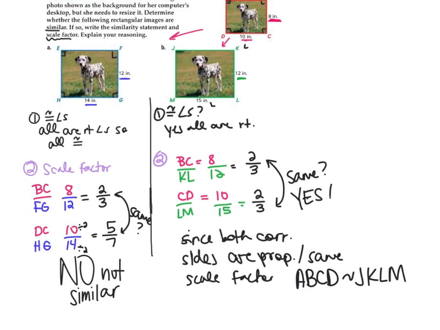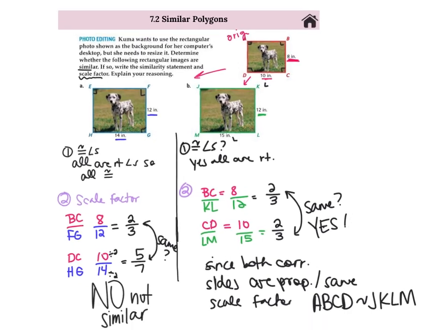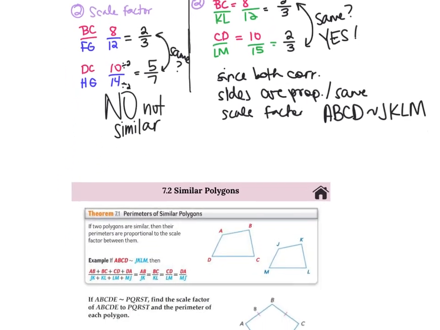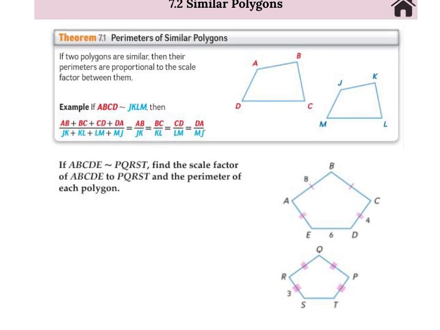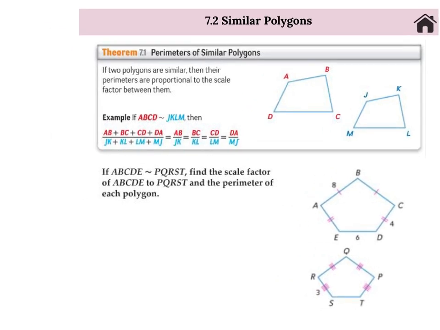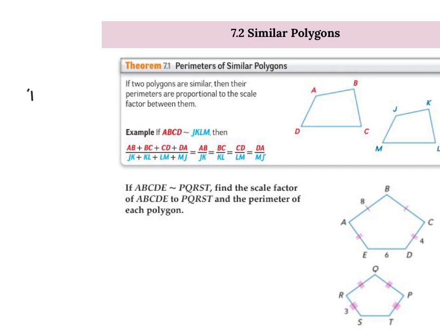Awesome. So, one more thing before we finish up for the day. In relation to the perimeters of similar polygons. So far we've learned that similar polygons have congruent angles, and we also know that their sides are proportional, okay?